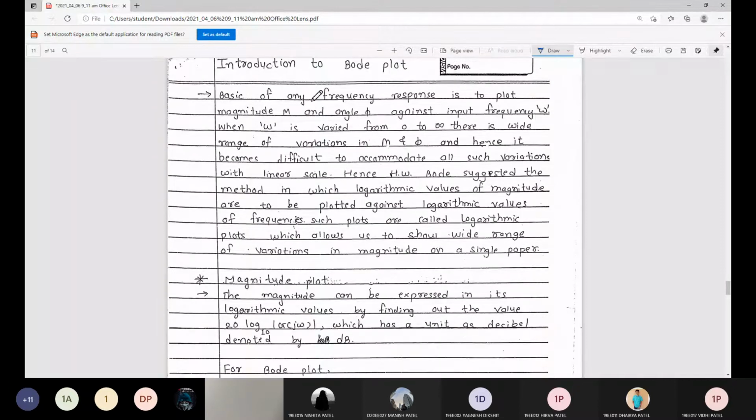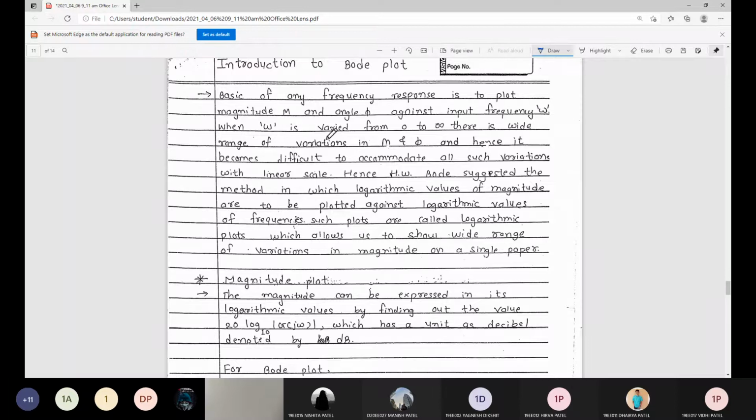So what is the introduction of the Bode plot? It is the basic thing that we will discuss. The basis of any frequency response is to plot the magnitude M and the phase angle phi against the input frequency omega. So it is the graph of magnitude and phase angle against input frequency omega. The x coordinate will be omega and the y coordinate will be magnitude and phase angle. There will be two y components, and the x component will be your omega.